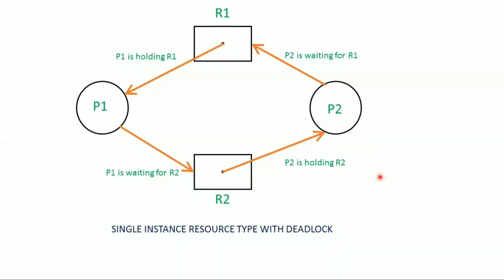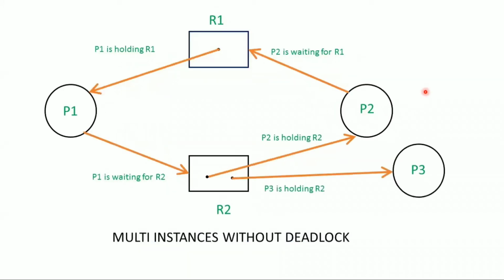Just by looking at this diagram, you can say that this is a deadlock, because this is P1 and it is holding R1 and asking for R2, and a similar case holds for P2. So this is a single instance resource type with deadlock, and both the resources are single instance type. We will see one example with multiple instances.